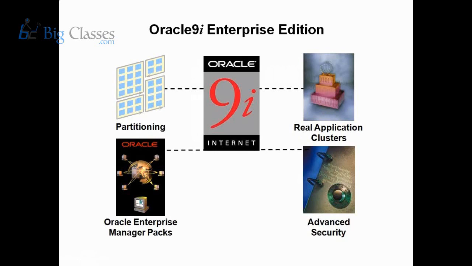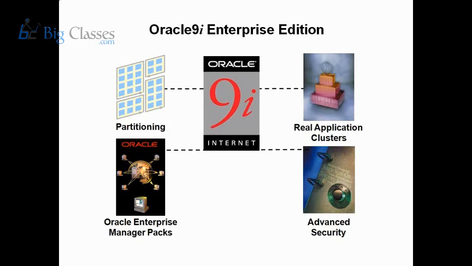The main benefit of Real Application Clusters is, suppose one instance is down, users can automatically be redirected to the other instances, and they are able to fetch the data. That means high availability. No downtime is required here, for Real Application Clusters.